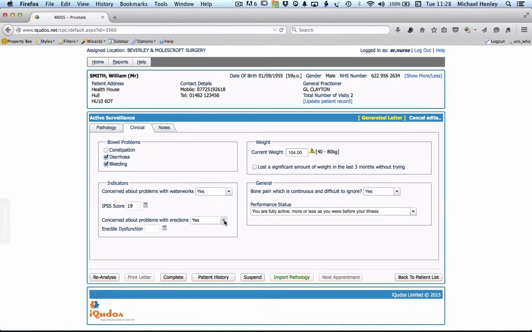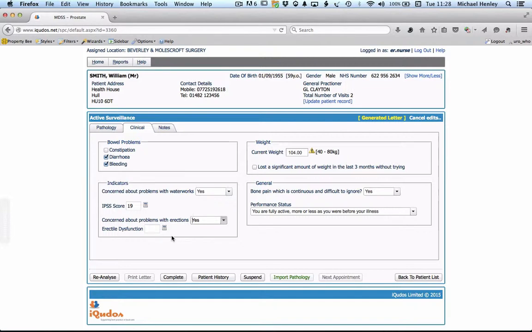Next question is about erections. If you have problems with erections, are you concerned about them? Many men will have problems with erections after treatment for prostate cancer, but the majority won't be concerned. If you say yes, then the software will provide some advice. And the advice for these men is usually to see the GP to see whether they're suitable for tablets such as sildenafil. Over and above that, the next step is usually vacuum devices.